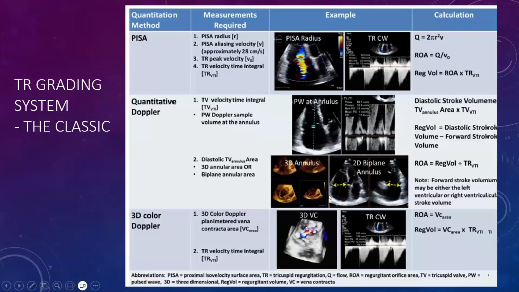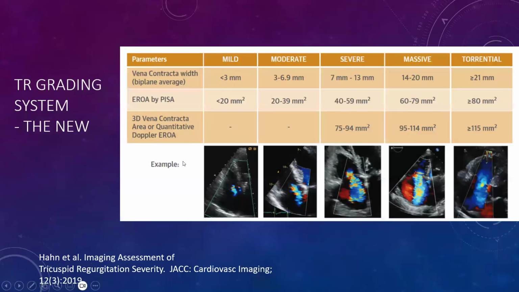You can look at it by biplane parameters. You can use 3D or other parameters to get volumes, and then also look at your additional flow parameters by looking at the tricuspid valve VTI with the PW at that location, and then doing some basic math. But more typically we would use the PISA radius, if the PISA method was available. So this is a newer classification system, and I say it's newer, but it's actually since 2019.